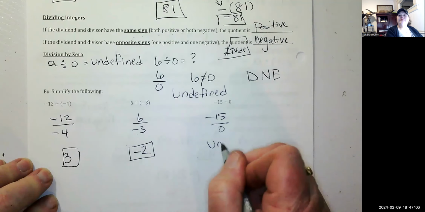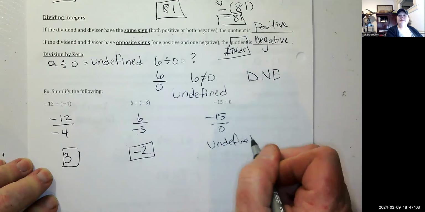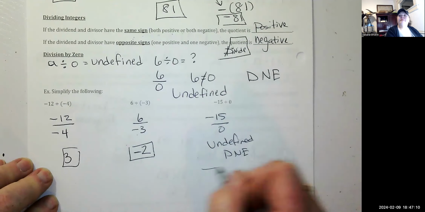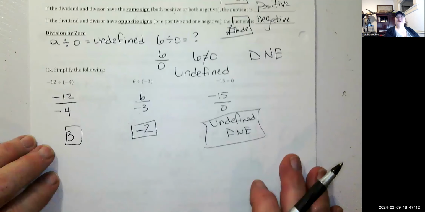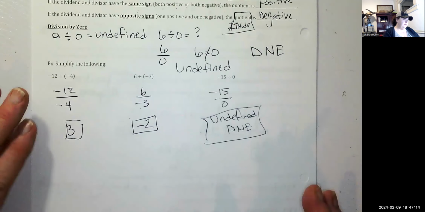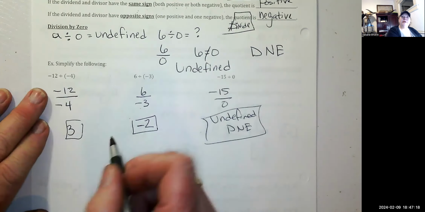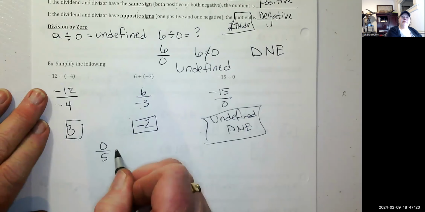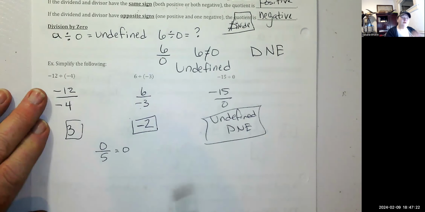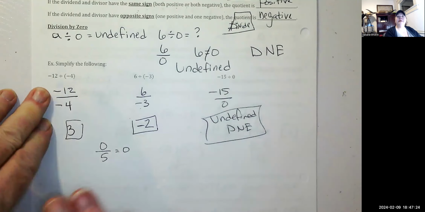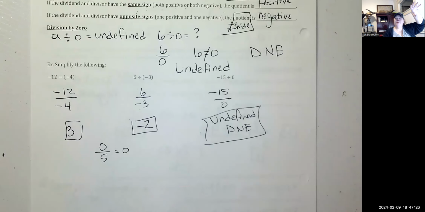The next one is -15 divided by 0. Well, this is just undefined, or DNE, because it just doesn't work. Please remember, we have talked about 0 divided by a number, and that is 0. We have mentioned this before. So anything with 0 on top we can do, it's 0. 0 on the denominator we cannot do, so it has to be undefined.